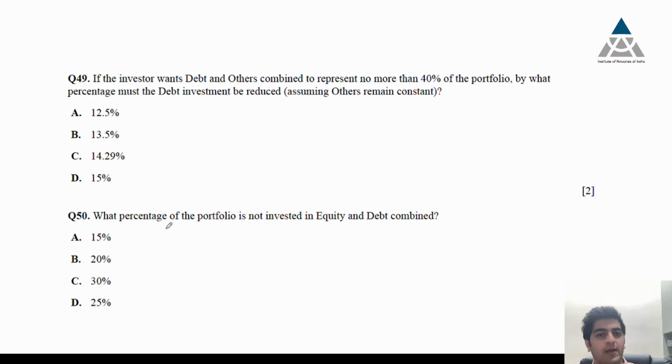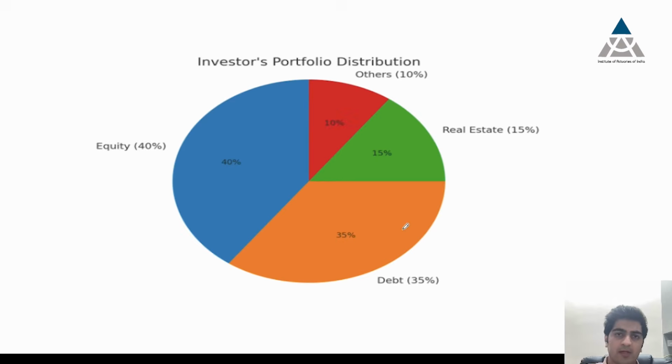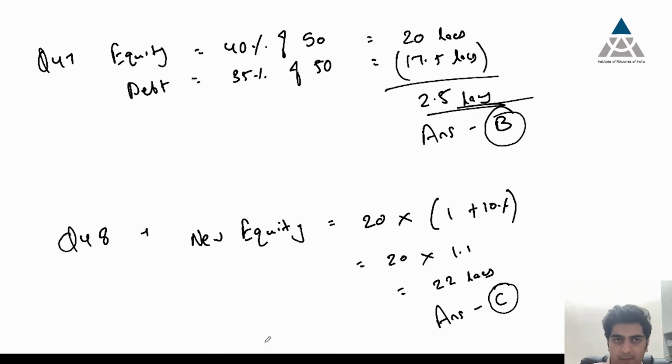It is asking what percentage of the portfolio is not invested in equity and debt combined. That is, what percentage is not invested in equity and debt. So how much is invested in equity and debt? You can see 40 plus 35, that's 75%. So what percentage is not invested? It's 25%, the remaining. So that's it.